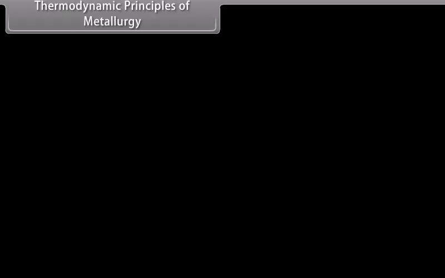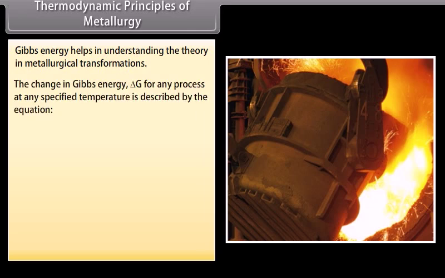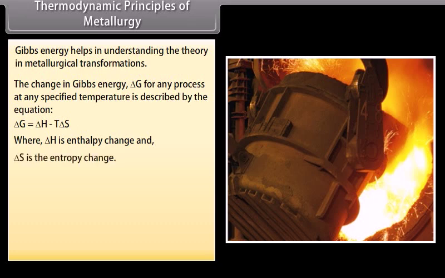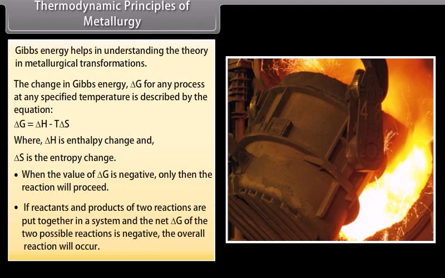Thermodynamic principles of metallurgy. Gibbs energy helps in understanding the theory in metallurgical transformations. The change in Gibbs energy, delta G, for any process at any specified temperature is described by the equation delta G = delta H - T delta S, where delta H is enthalpy change and delta S is the entropy change. When the value of delta G is negative, only then the reaction will proceed. If reactants and products of two reactions are put together in a system and the net delta G of the two possible reactions is negative, the overall reaction will occur.